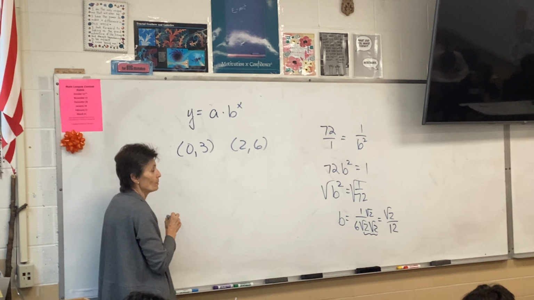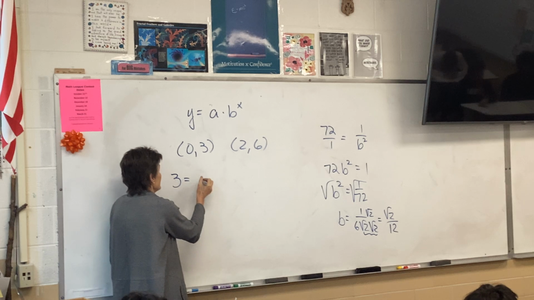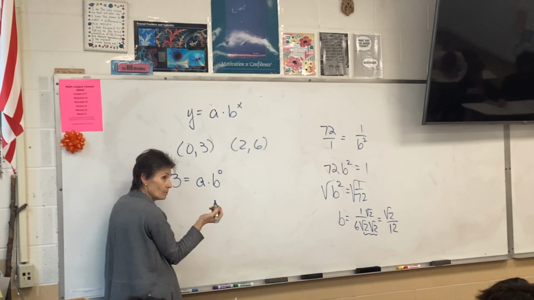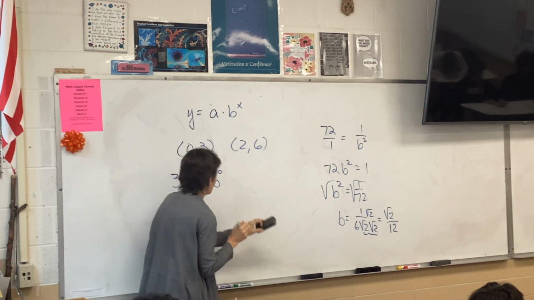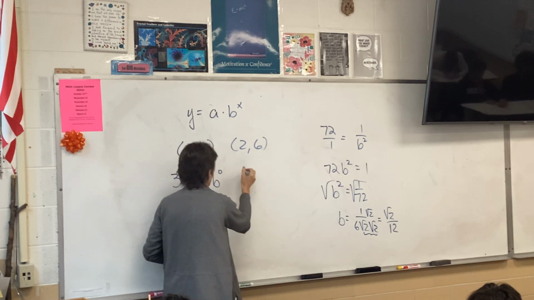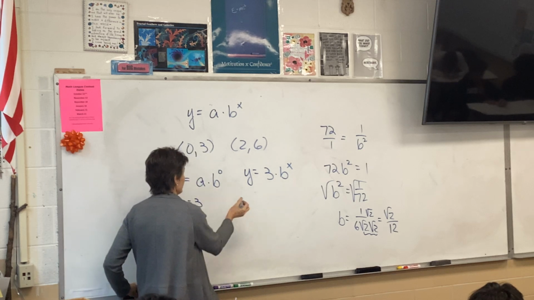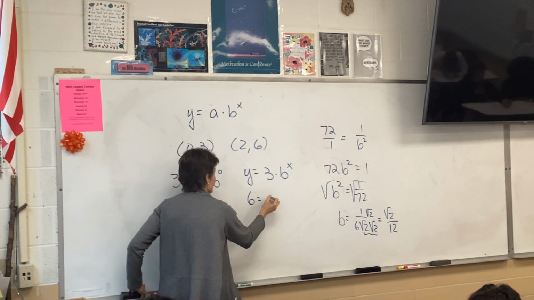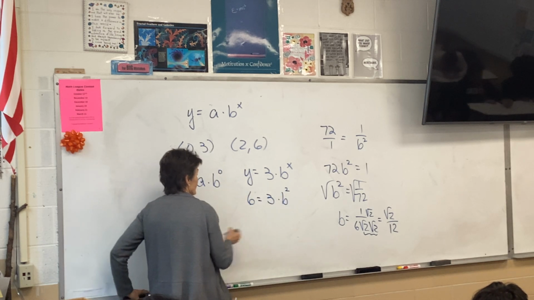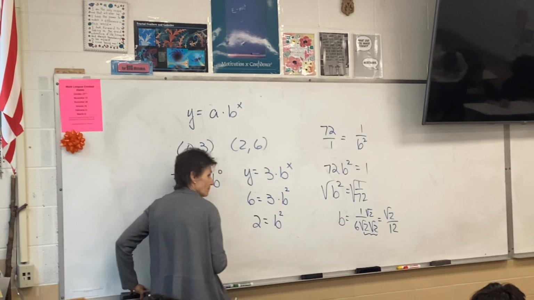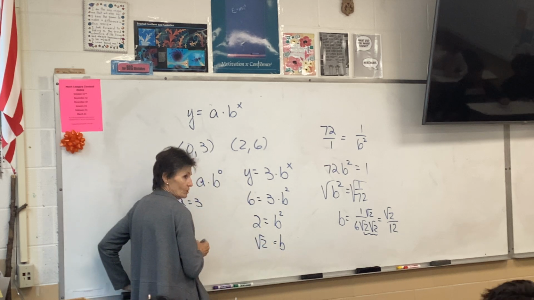All right, so here we go. Find a. So 3 equals a times b to the 0, so a is 3. Now I know a is 3. And now I'll plug in 6 equals 3 times b squared. So 2 equals b squared. And b will be the square root of 2?